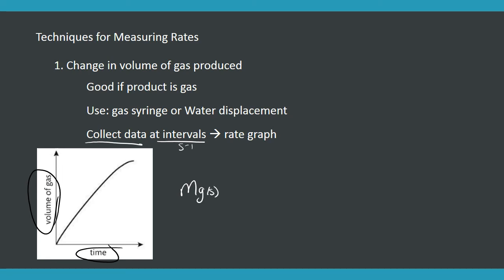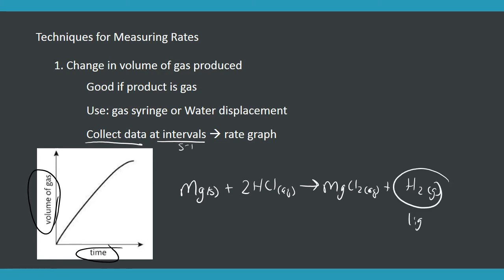So we have solid magnesium ribbon, and we put it into hydrochloric acid, right? And looking at this reaction, it's a single replacement. We'll get magnesium chloride, and that's going to stay aqueous. And here we get that hydrogen gas production. And because hydrogen gas is such a lightweight gas, the best way to capture it and to measure how much is being produced would be looking at the water displacement method.